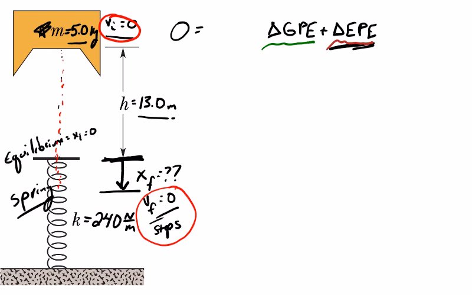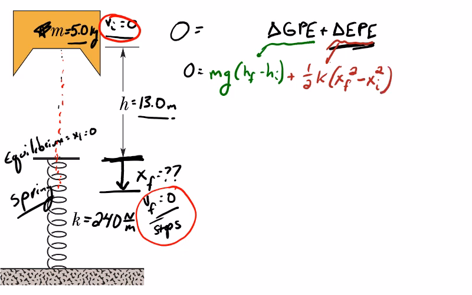So let's start putting our equations in. I'm going to still leave a 0 over here on the left side. So 0 equals, and then we'll go into our gravitational potential energy. That's normally mass times gravity, and it's going to be final height minus initial height. And then I'm going to come over here to my elastic potential energy, and that's going to be 1/2 the spring constant, since that's going to stay the same, times the final compression or stretch squared minus the initial compression or stretch squared.